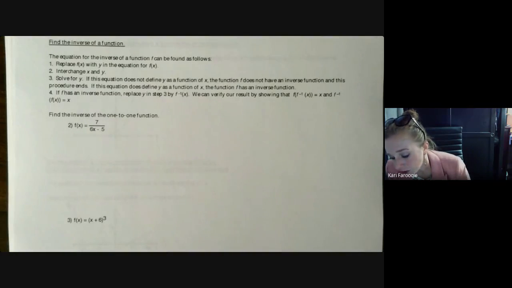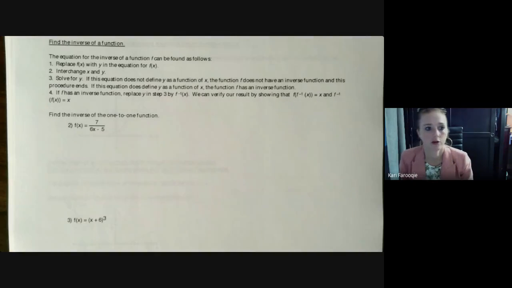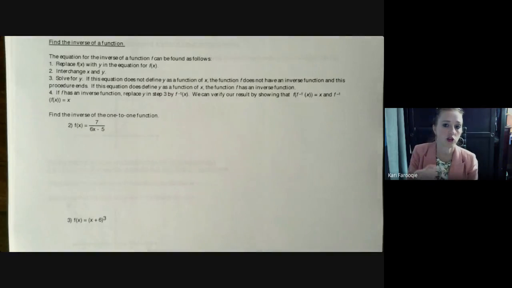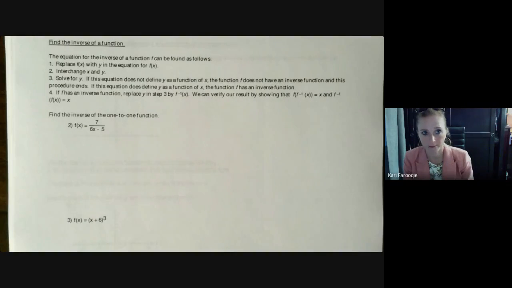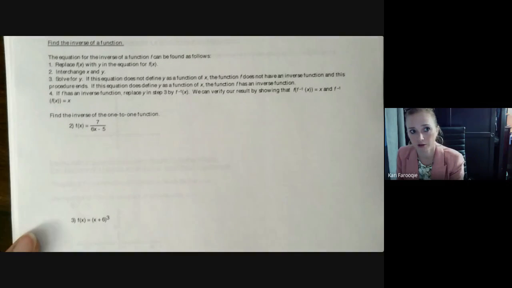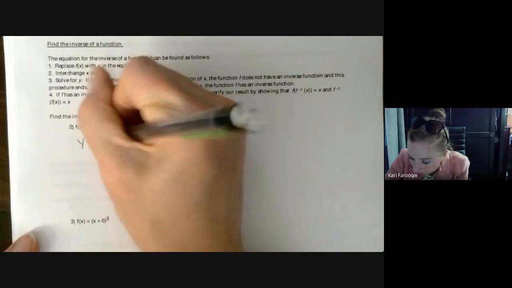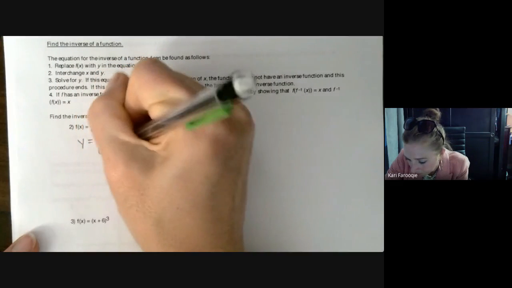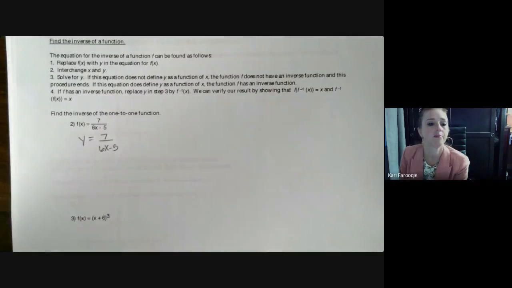The equation for the inverse of a function f can be found as follows. Step 1. Replace f of x with y in the equation for f of x. So you're going to change f of x to y. And let's go ahead and work on this in number 2 while we go through these steps, and you can kind of see how they work. So replace f of x with y, no problem. Everything else stays the same.